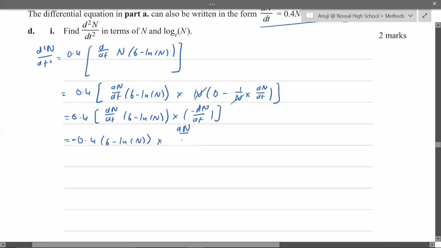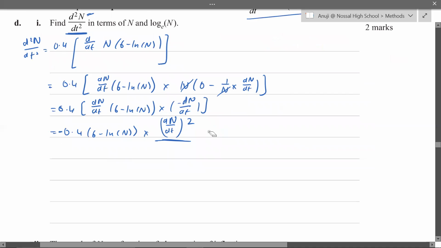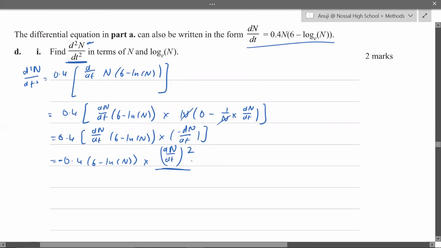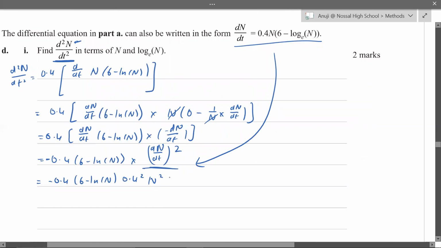(dn/dt) whole squared. So this term is different from this term because this one you differentiated twice, but this one you differentiated once and then squared that answer. That's important because we actually know the expression when you square it once, because that's this one. So we can substitute this into here and you just get negative 0.4(6 minus ln n) 0.4 squared n squared (6 minus ln n) squared.